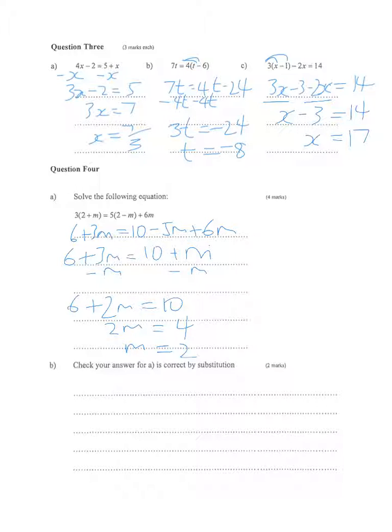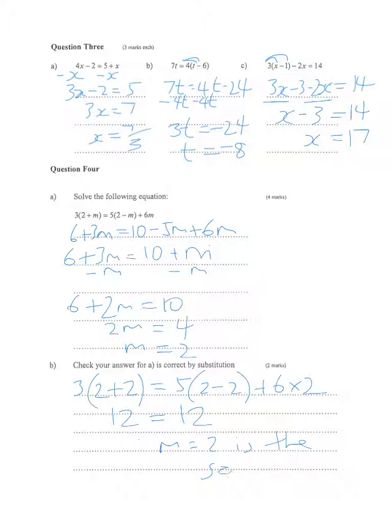Now, b, check your solution. So 3 times 2 plus m is 2, 5 times 2 minus m plus 6 m's. So we get 2 plus 2 is 4, times 3 is 12. 2 minus 2 is 0, times 5 is still 0. 6 times 2 is 12. Therefore, m equals 2 is the solution.